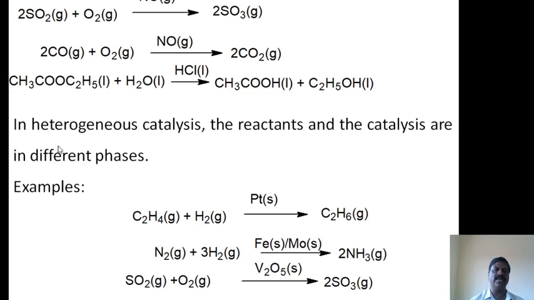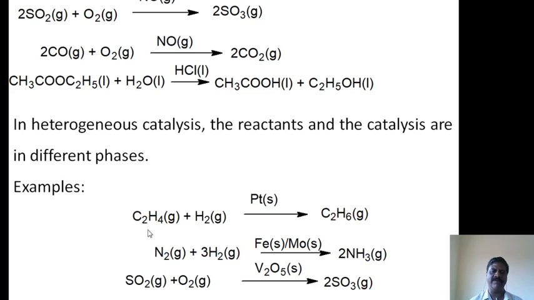Now coming to heterogeneous catalysis. In heterogeneous catalysis, the reactants and catalysts are in different phases. Those reactions in which the reactants and catalysts are in different phases are called heterogeneous catalysis.